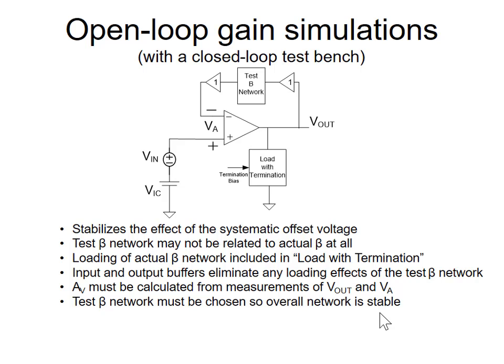Does that make sense? So why not just use the actual beta network for the test beta network? What did we say the reason was? Maybe you're not compensated for the beta. Might not be compensated for the actual beta that you're after. So you typically want to use a small beta in your beta test network.